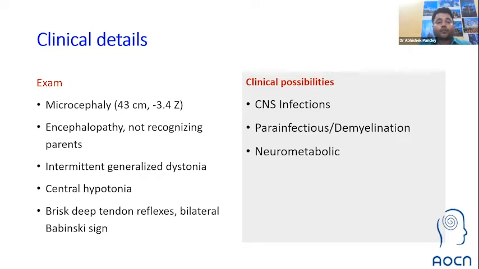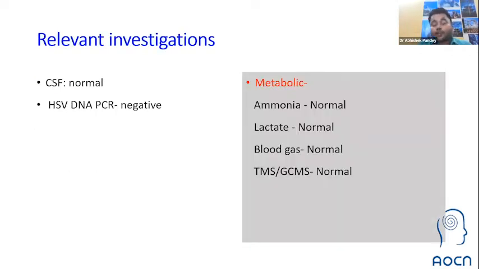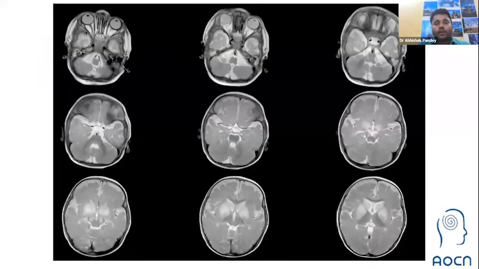And on investigation, we performed CSF, which came to be normal. So our possibility of infection was ruled out. And in the first-tier metabolic workup, all workup came normal: ammonia, lactate, blood gas, and TMS and GCMS. On MRI, this is a T2 sequence of the child, which is basically showing high signal changes.